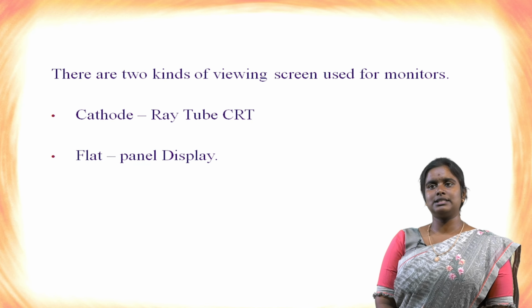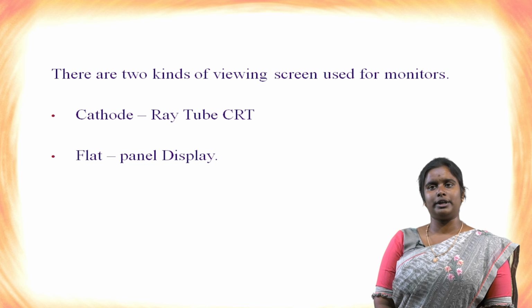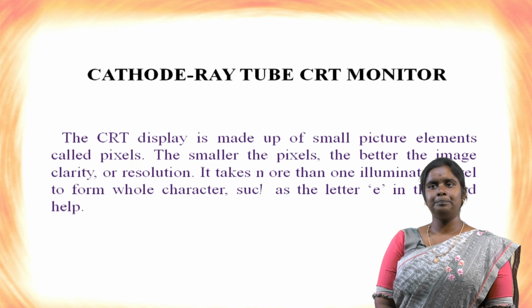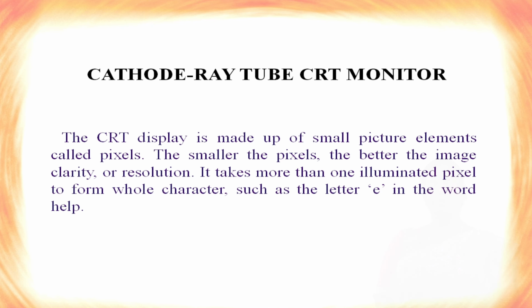There are two kinds of viewing screen used for monitors. The first one is the cathode ray tube, CRT, and the second one is the flat panel display. Cathode ray tube CRT monitor. The CRT display is made up of small picture elements called pixels. The smaller the pixel, the better the image clarity or resolution. It takes more than one illuminated pixel to form a whole character, such as the letter E in the word help.